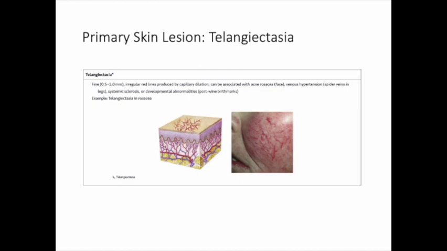Telangiectasia are fine, less than 1 millimeter, irregular red lines produced by capillary dilation. Typically with patients with acne rosacea, which is on your face, you will see these types of primary lesions. Also venous hypertension, spider veins in the legs, is an example of this type of lesion.